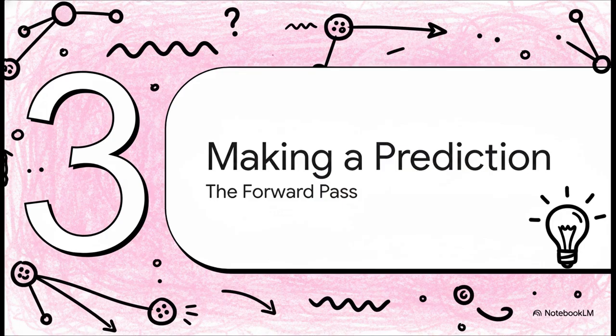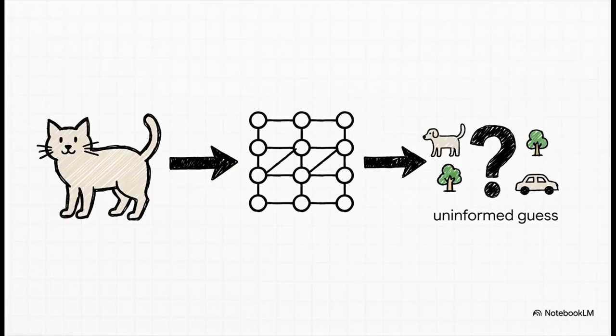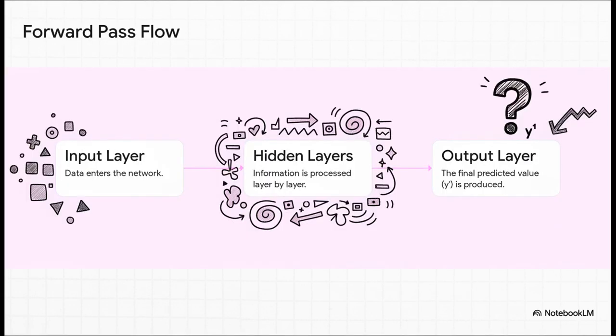Okay, so we've got our structure, and all its settings are totally random. So what happens when we ask it to do something for the very first time? This first attempt is called the forward pass. It's super simple. We just take our input data, let's say it's a picture of a cat, and we feed it into the front of the network. The information flows forward through all the layers, and an answer pops out the other side. This is the network's very first and completely uninformed guess. The process is just what you'd expect. Data goes in the front, it works its way through those hidden layers where all the math happens, and a final prediction comes out the end.